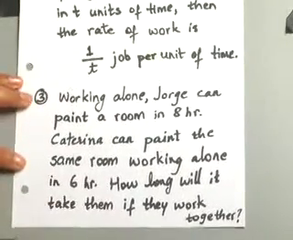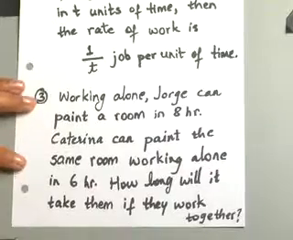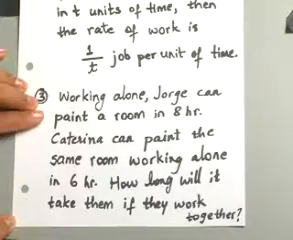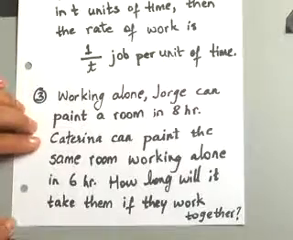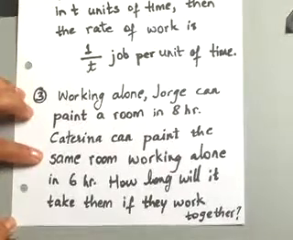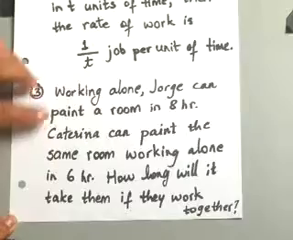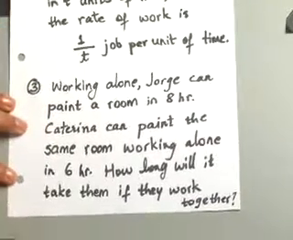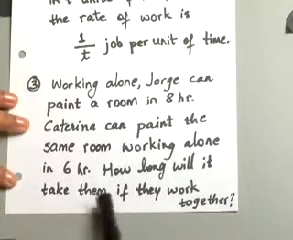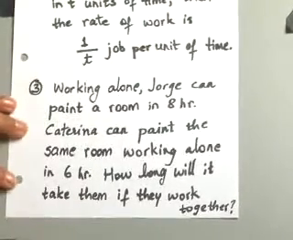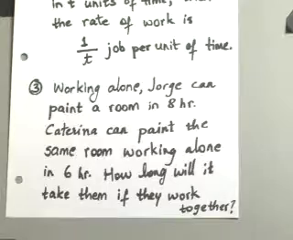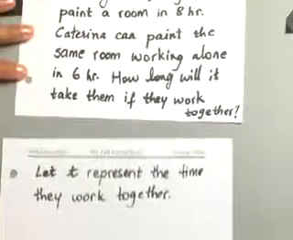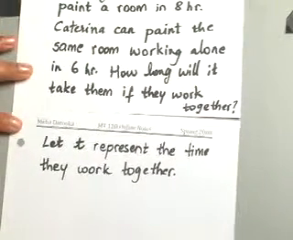We are looking at this example here. Working alone, Jorge can paint a room in 8 hours. Katerina can paint the same room working alone in 6 hours. So you can see it takes Katerina less time than Jorge to paint the room. Now we need to know how long will it take them if they were to work together. Okay? We know how much time each one of them takes to work on the room. We want to see what happens if they work together. It's going to take them less time.